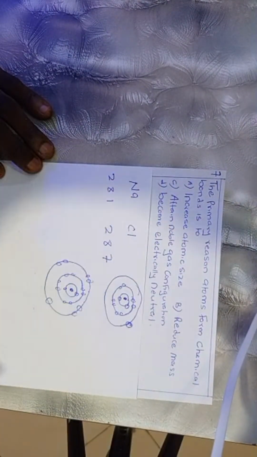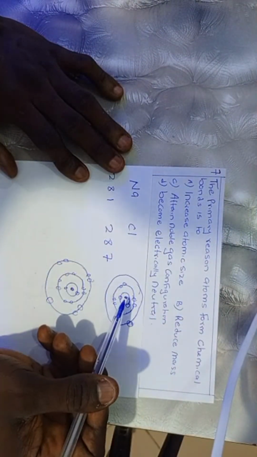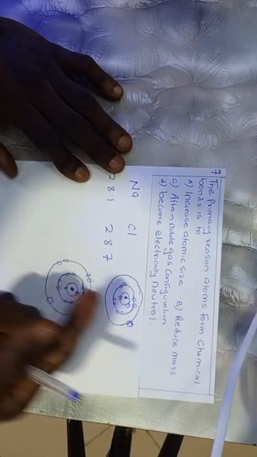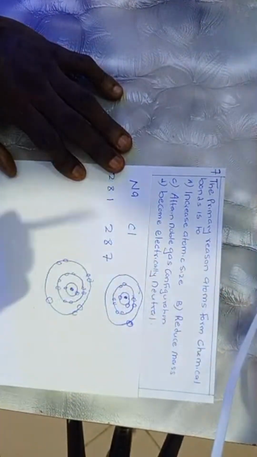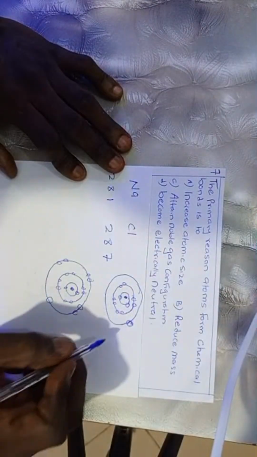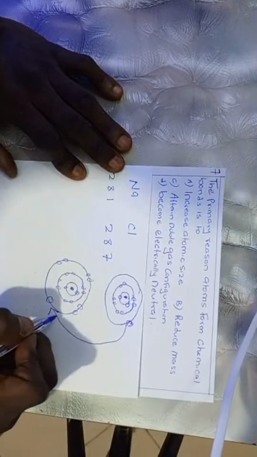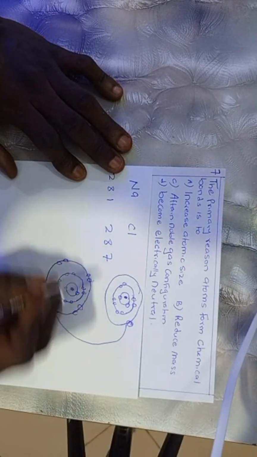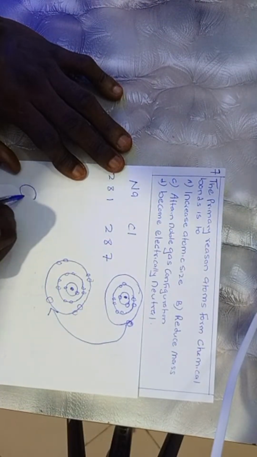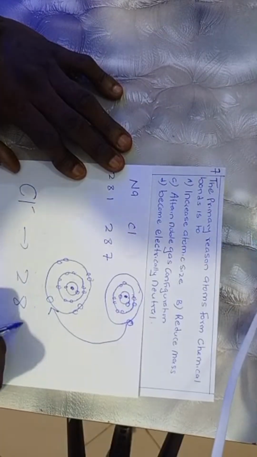Now, let's talk about the concept of chemical combinations. Before these two elements can come together, you notice that the sodium will have to donate an electron to chlorine. And when it does that, the chlorine is going to have 8 electrons in its outermost shell. So chlorine now transforms to 2, 8, and 8.